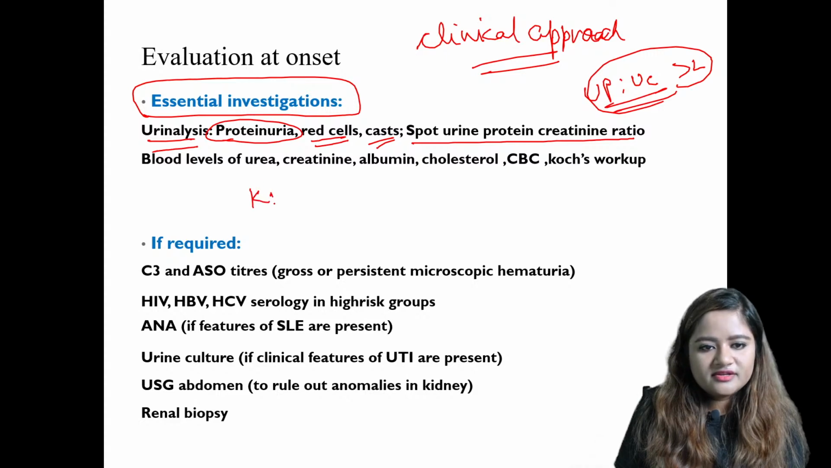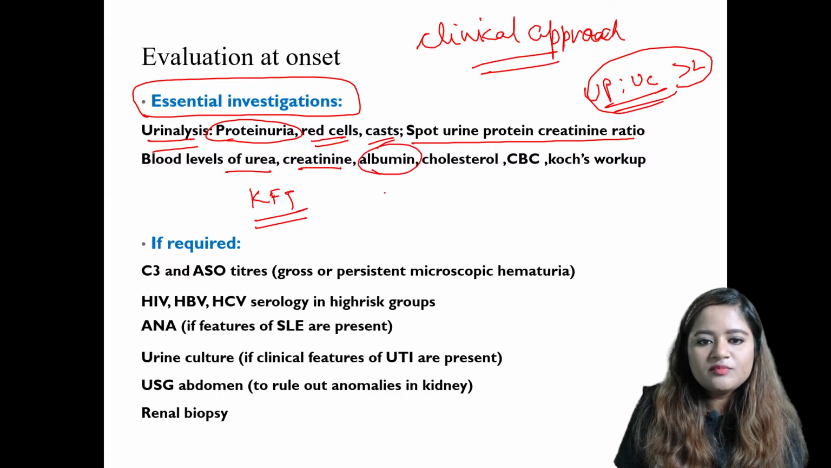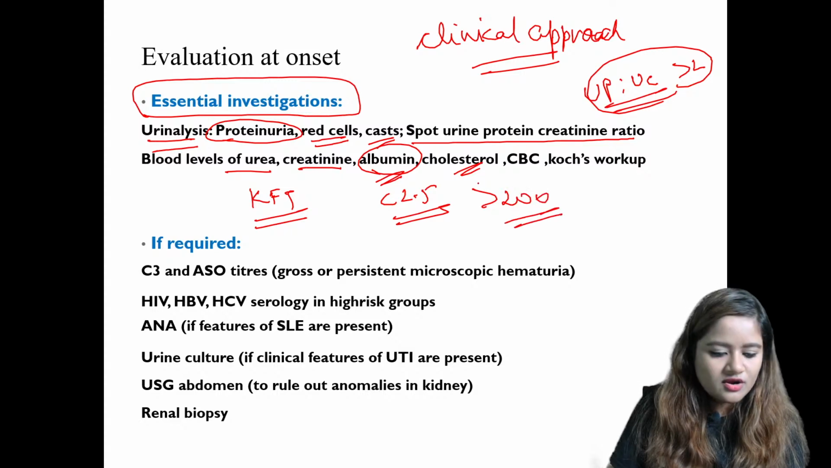You also have to see the renal function, whether it is going towards renal failure or not. So urea creatinine, albumin less than 2.5 is the criteria. So we have to see albumin. Cholesterol more than 200 is the criteria. So we have to see cholesterol.